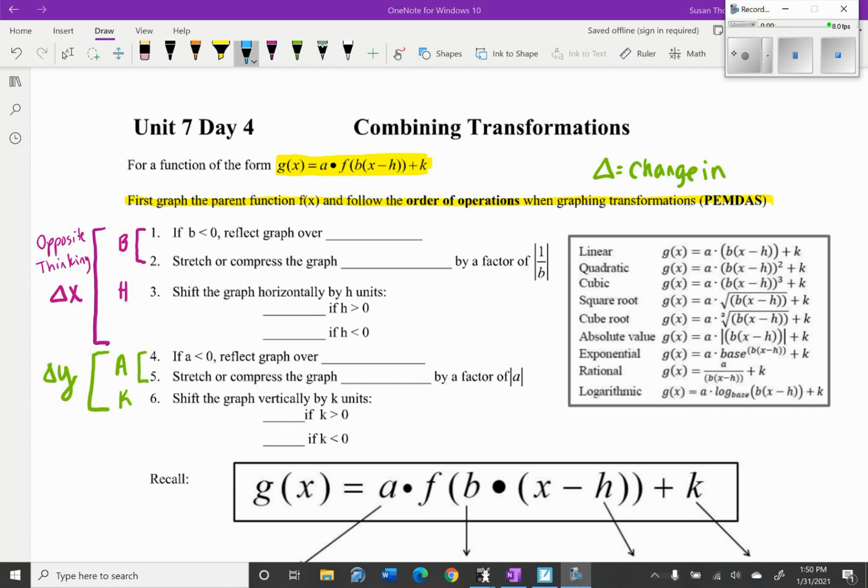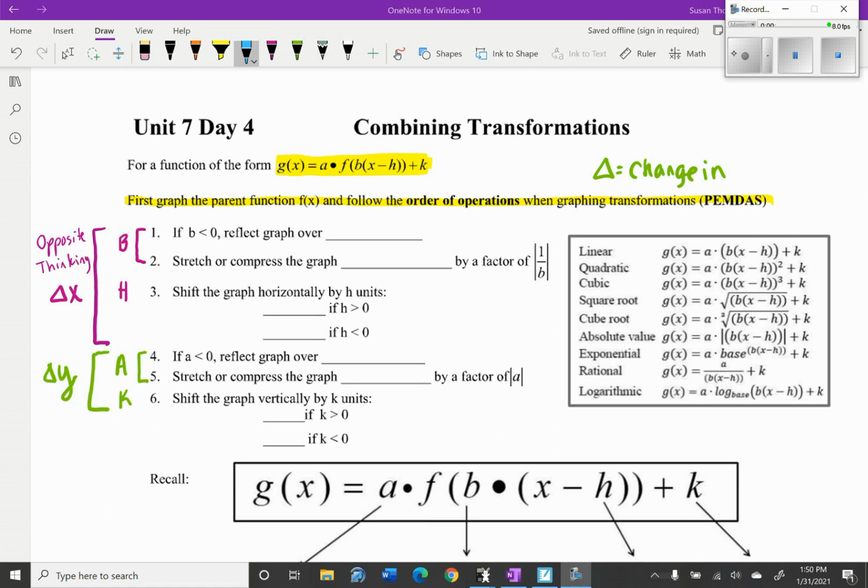So we know that if b is less than 0, it reflects the graph over the y-axis. We also know that b is going to stretch or compress the graph horizontally by a factor of the absolute value of 1 over b. Remember, we have to do the absolute value of the number because the negative is the reflection. And then that h is going to shift the graph horizontally h units.